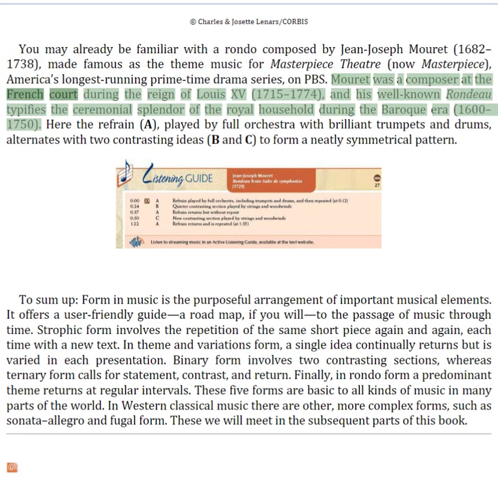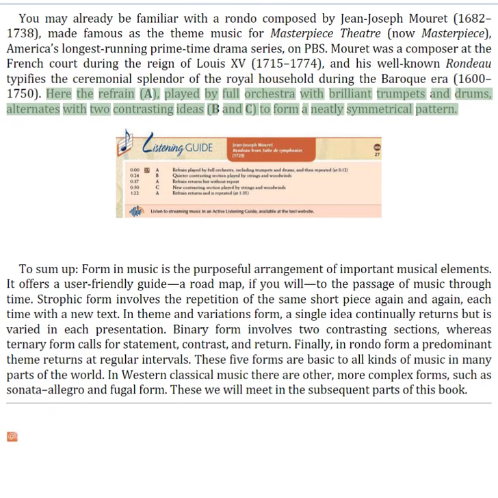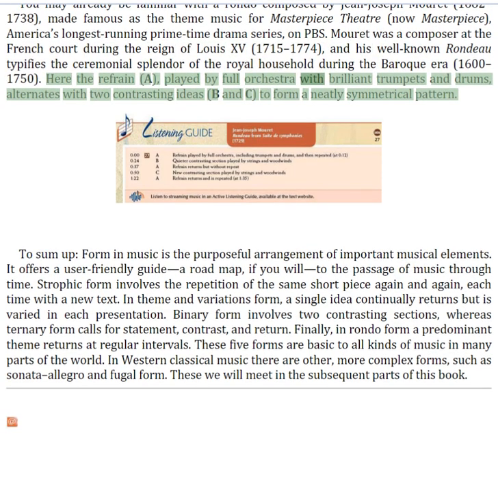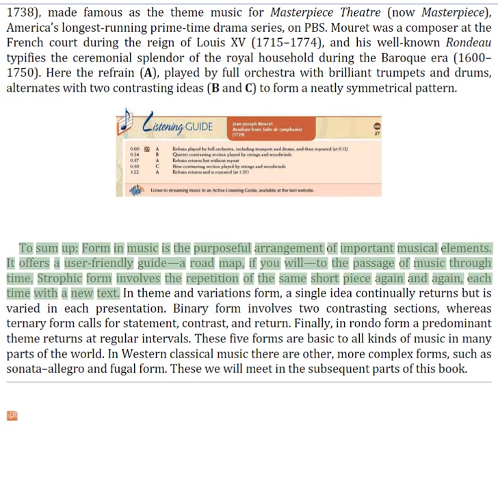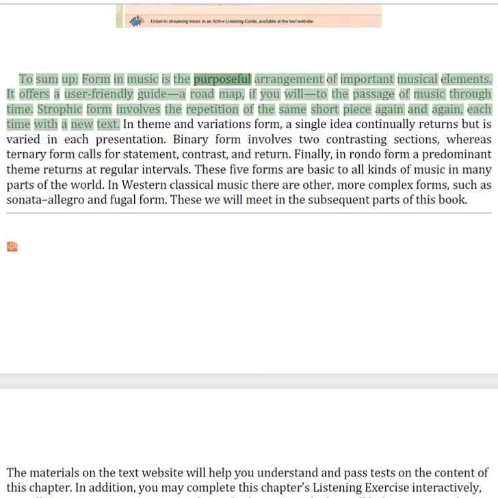Mouret was a composer at the French court during the reign of Louis XV, and his well-known rondo typifies the ceremonial splendor of the royal household during the Baroque era. Here the refrain, played by full orchestra with brilliant trumpets and drums, alternates with 2 contrasting ideas to form a neatly symmetrical pattern. To sum up, form in music is the purposeful arrangement of important musical elements.